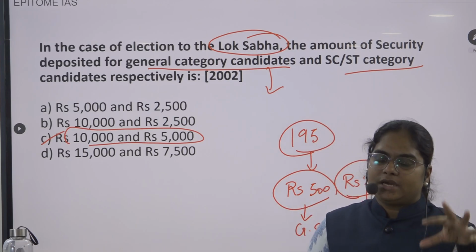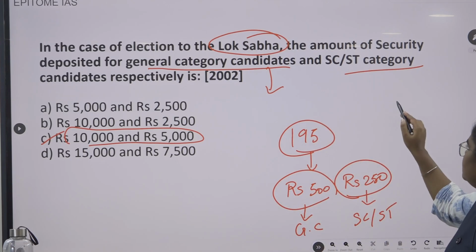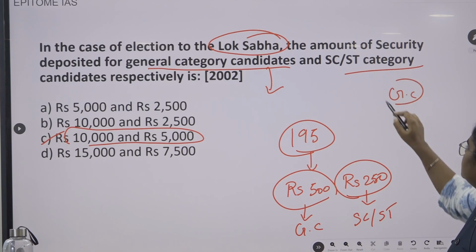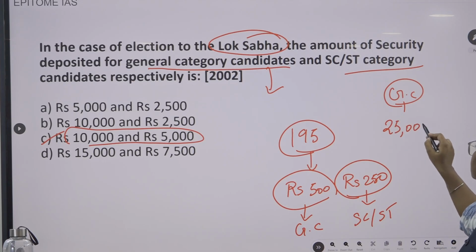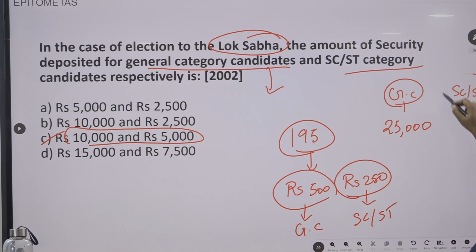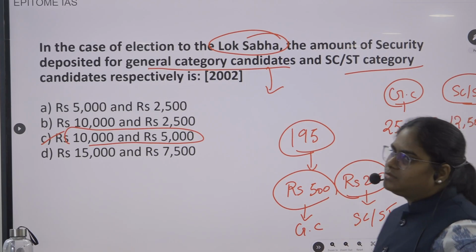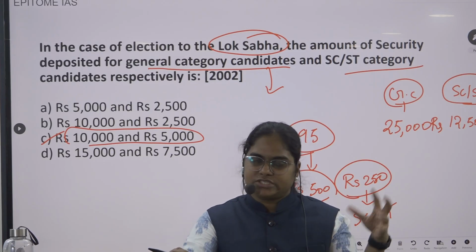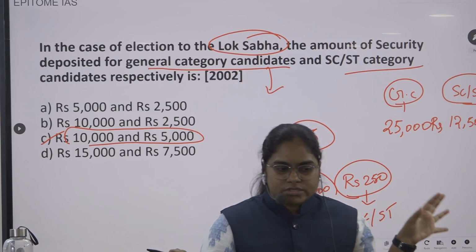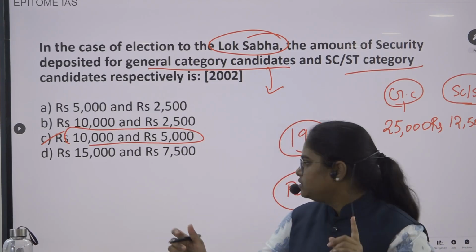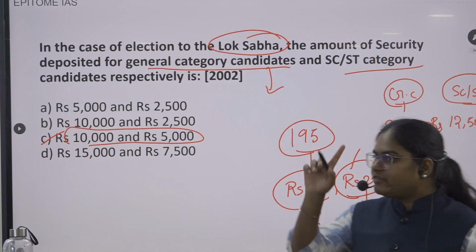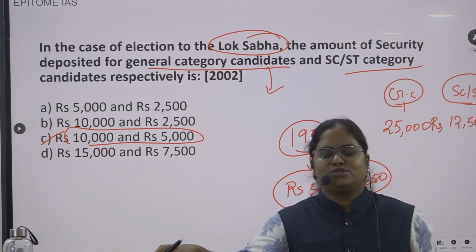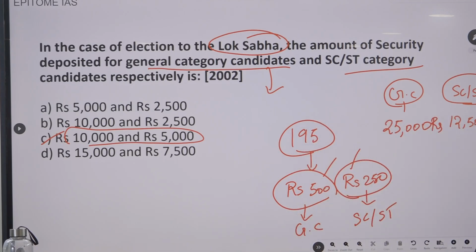But currently, tell me how much it is. Currently for the general category it is 25,000 and for the SC/ST it is half of the 25,000. How much is it? 12,500 rupees. Both are rupees. So you can remember the current security deposit amount: for general category it is 25,000 and for the SC/ST it is 12,500. And you should also remember the amount for the first election. It was 500 rupees and 250 rupees. Okay, then let us go to the next question.